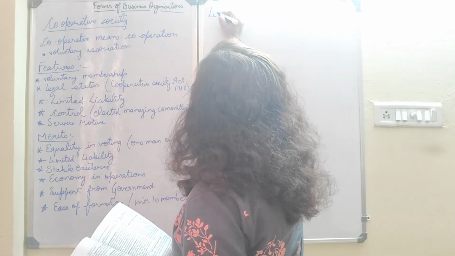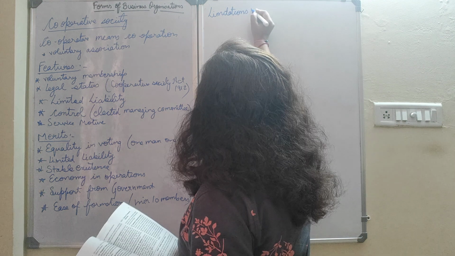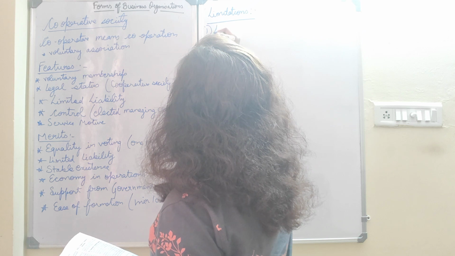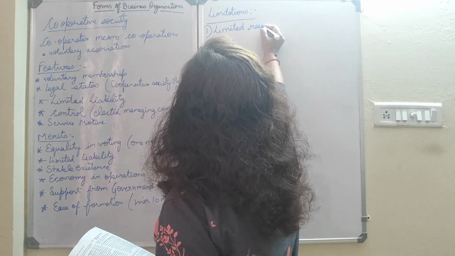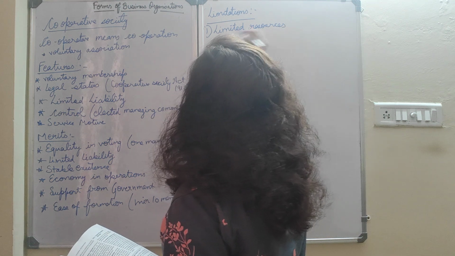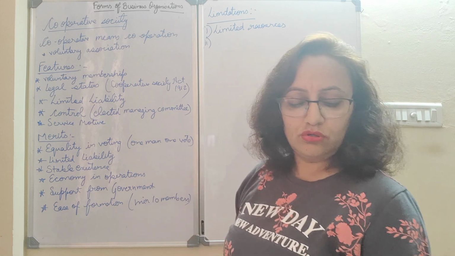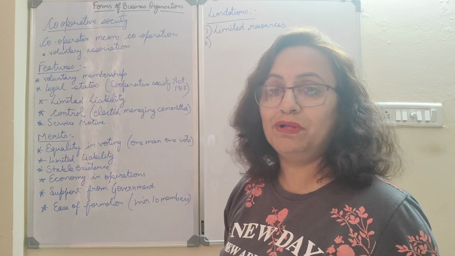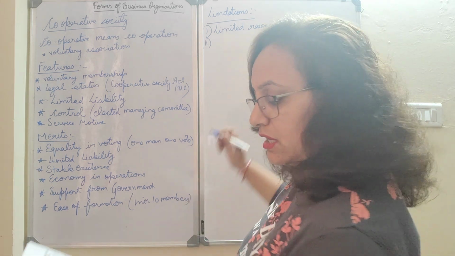Now we come to limitations. Now what are the limitations of cooperative society? First is limited resources. Why limited resources? Because we know that all have limited liability, so the resources which they bring in are also low. It consists of capital contribution of the members with limited means, and the people who are becoming the member of cooperative society are not very well off.